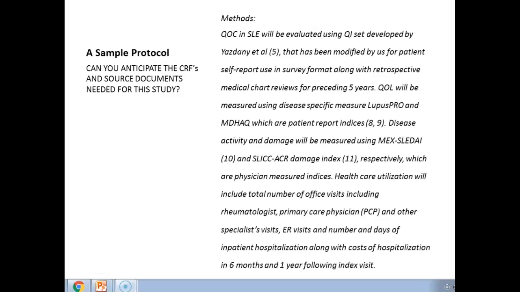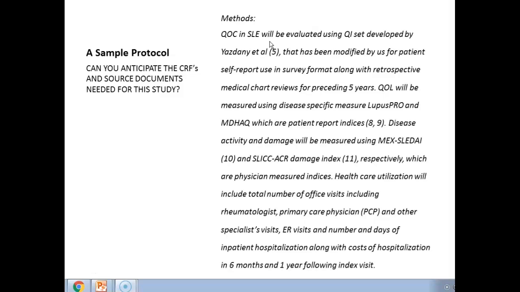To round out our discussion of the pre-study and the protocol execution and data collection phases of the clinical research design, I want to just give you an example of a sample protocol. Take a minute or two and just read through this methods section. This is what we would consider a departmental study, not necessarily a clinical trial.